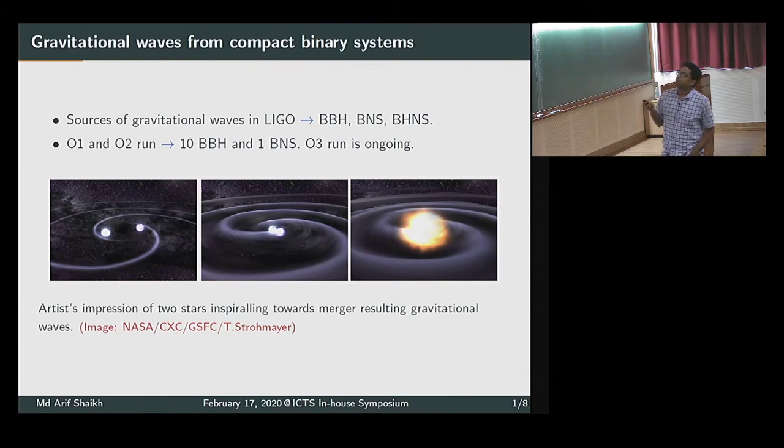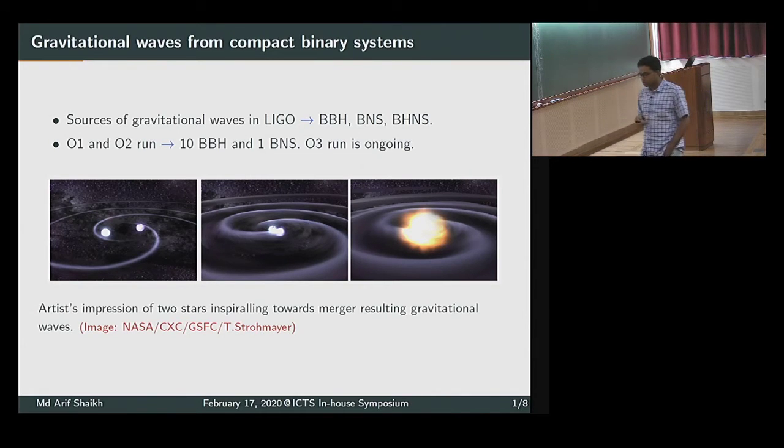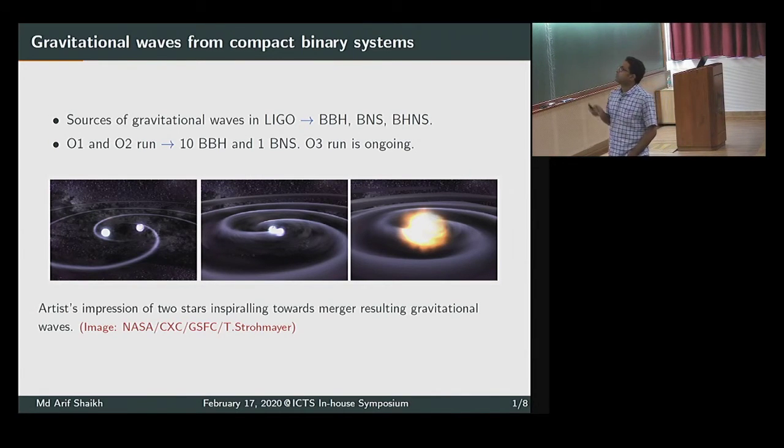In the already completed runs like O1 and O2, we have already detected 10 such binary black hole systems and 1 binary neutron star. And the current run has been going on for almost a year, and we have, I think, more than 50 detections already. The detection of gravitational waves from these compact binaries has given us a lot of astrophysical information.